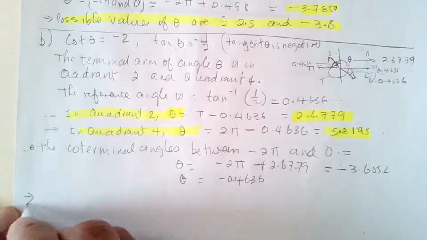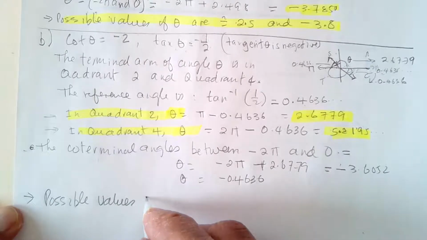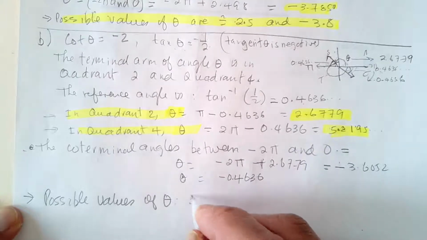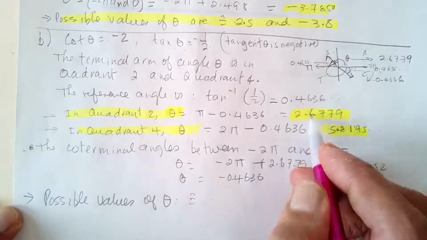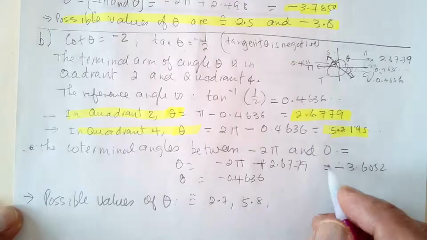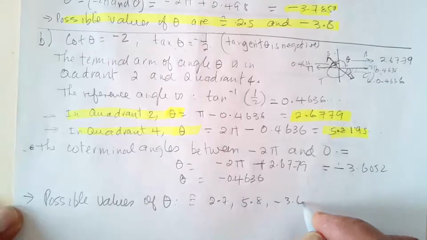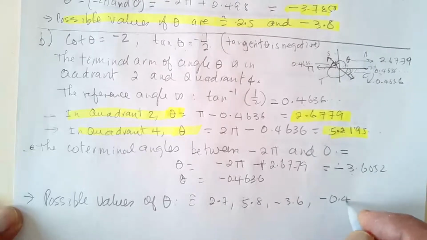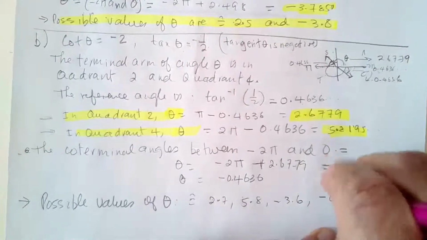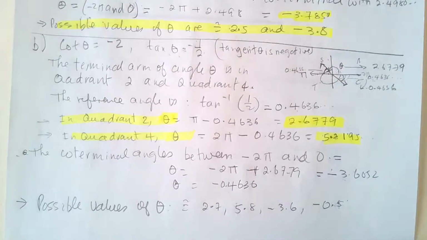So we can conclude the possible values of theta are approximately 2.7 here, 5.8, negative 3.6, and negative 0.4. Well, we can approximate it 0.5. Yeah, we can go to 0.5. Round up to 0.1. They ask us for 1 decimal place.